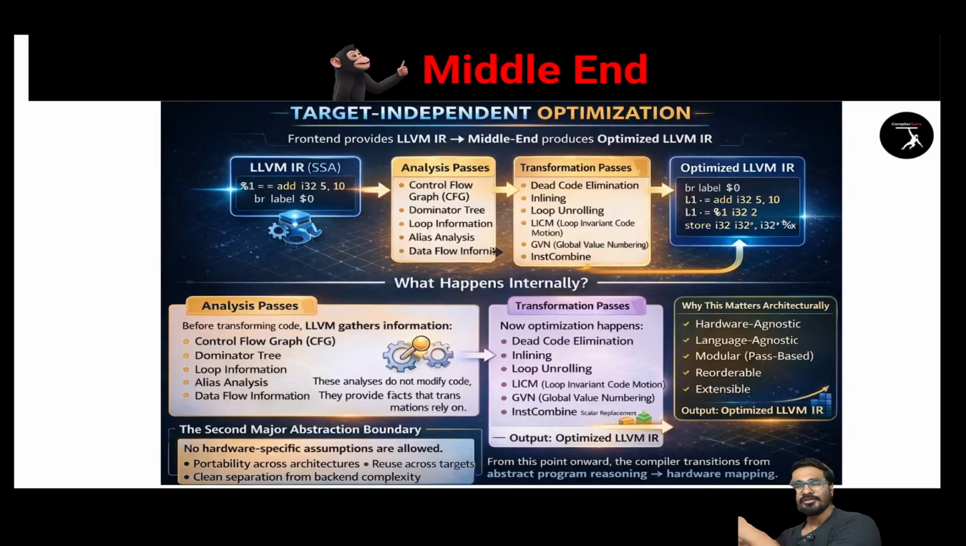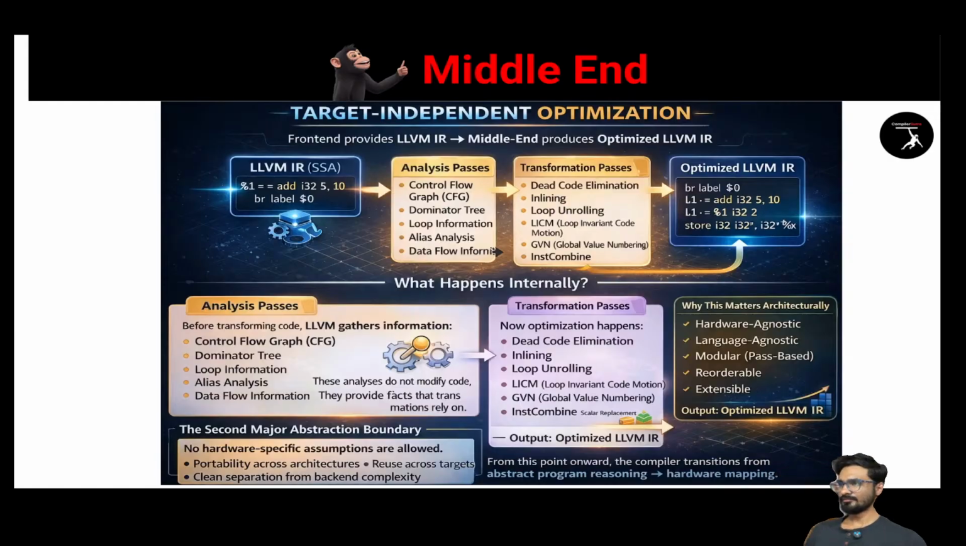Before transforming our code, LLVM gathers information on the basis of which it decides what to transform. Transform here means modify. So LLVM gathers control flow, then dominance tree, then loop information, then alias and data flow information. The second major abstraction here is that no hardware-specific things are being done; we are doing pure software-related things and nothing related to the hardware. So for any target, until the optimized IR, the target behavior will be the same, or we can mostly say identical, unless there is a pragma directive, or in macros there is a definition that says this target will behave differently.